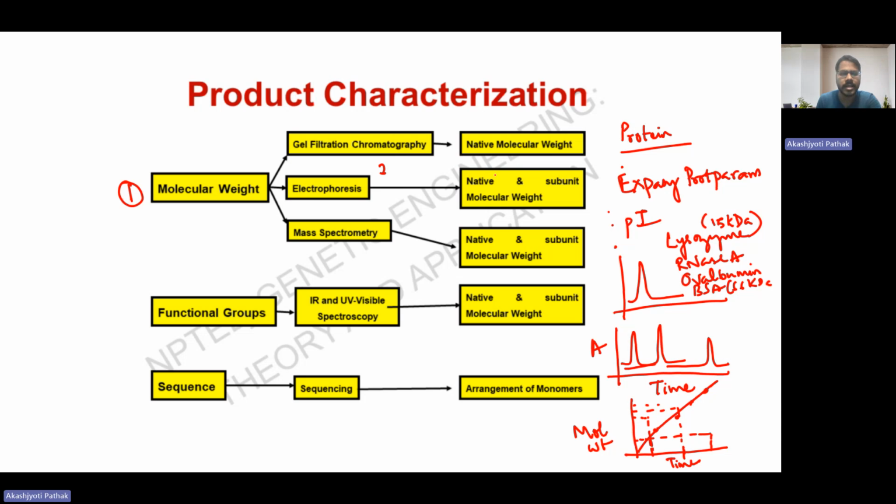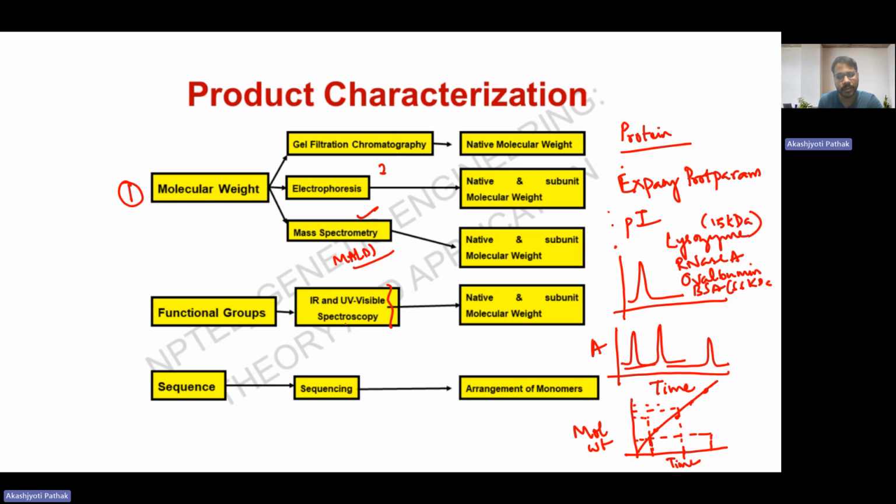Another method is mass spectrometry. Mass spectrometry will give the absolute molecular weight of your protein. So with mass spectrometry or MALDI, you can get the molecular weight of the protein. Now, if you want to characterize depending on the functional group of a product, then you have to go for IR and UV visible spectroscopy. We will learn about this. You will be learning in week 10 about these different spectroscopic methods.